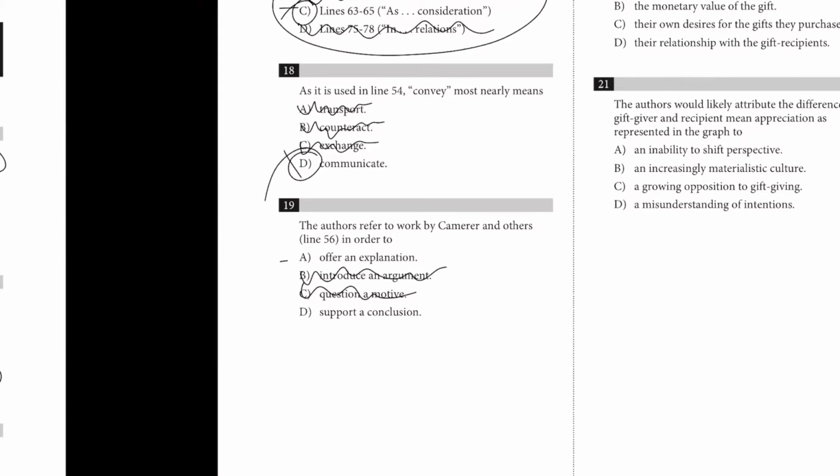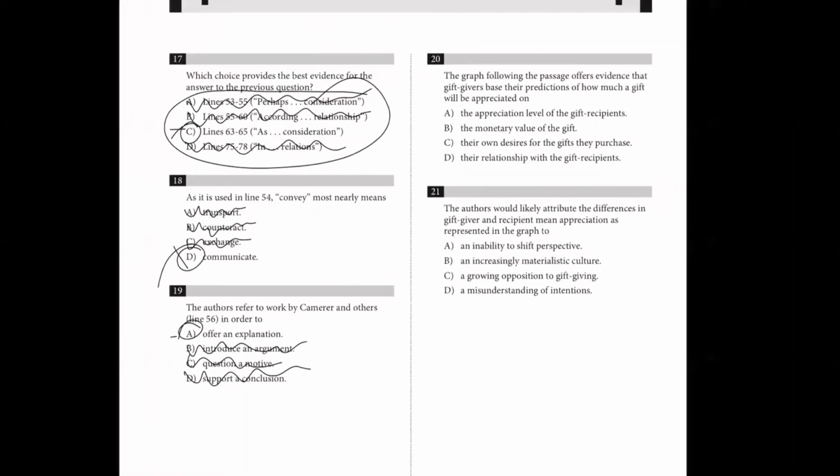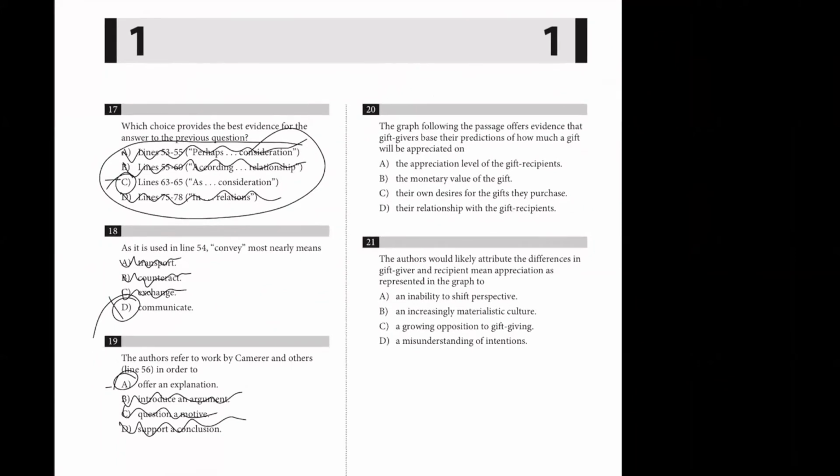That's why A is going to be your correct answer. And that's why D is incorrect. Because he's not really supporting a conclusion, right? Although it might seem that way, he's not really doing that. That's not the primary reason why he's there. He's there to offer an explanation. He's there to explain why gift givers do what they do, right? And that's spending more money in order to elicit more love. All right, so these are the graph questions.